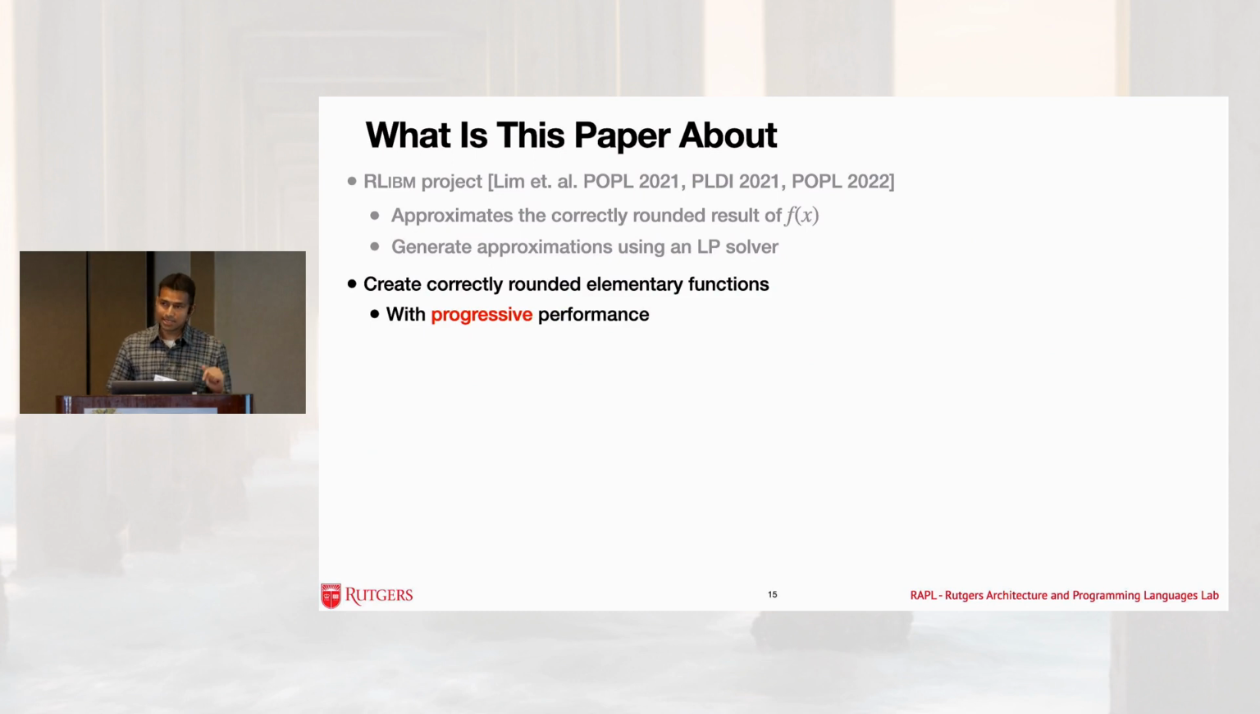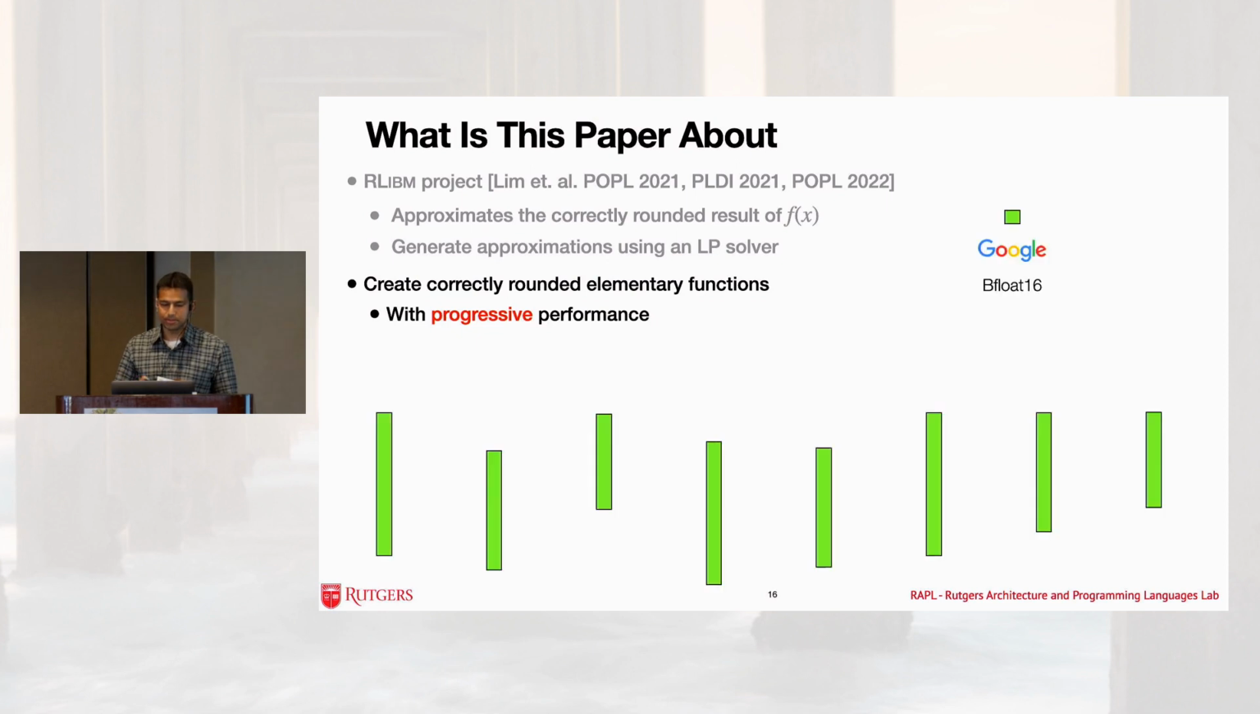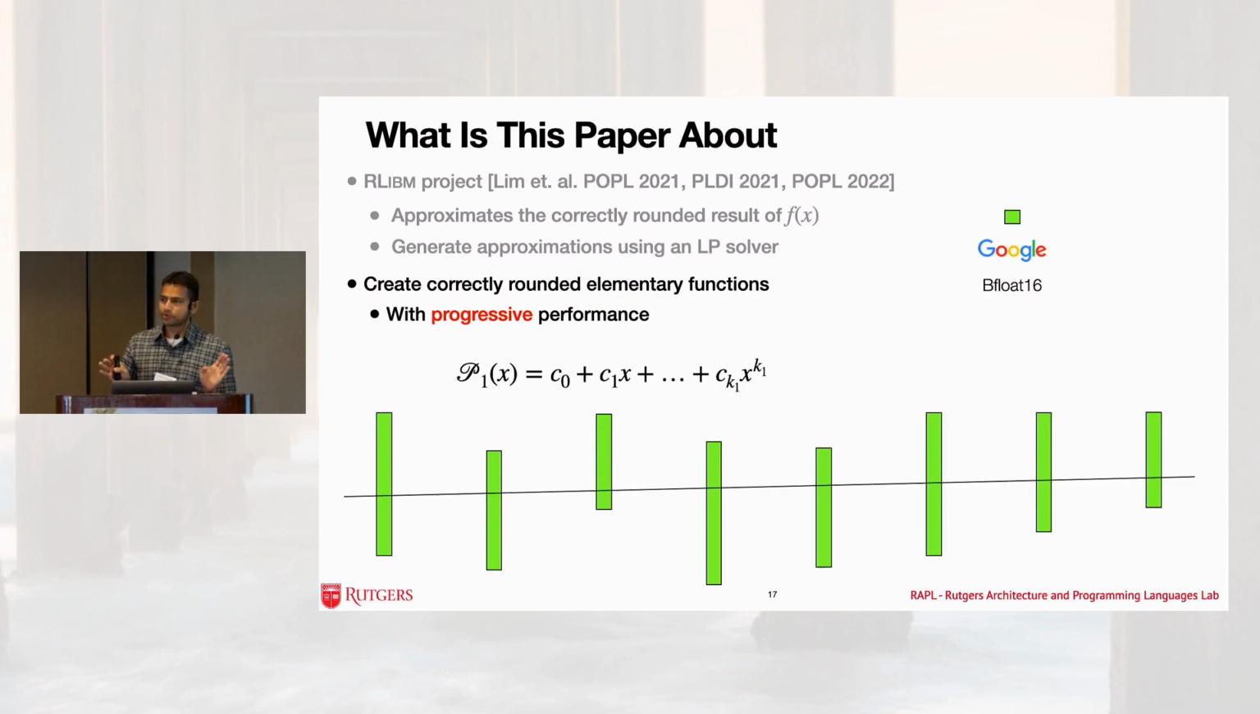The goal of this paper was to create polynomial approximations that give progressive performance. And that means that lower bit width representations are faster to evaluate than larger bit width representations. For example, consider the rounding intervals for bfloat16. And suppose we fit a polynomial p1(x) to these intervals. Since the rounding intervals are large, this polynomial is of low degree.